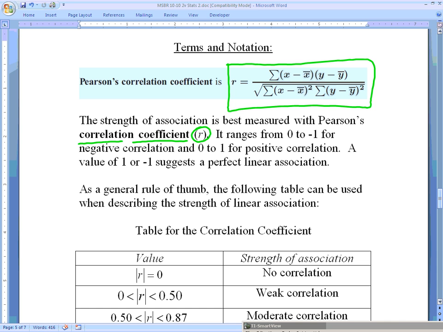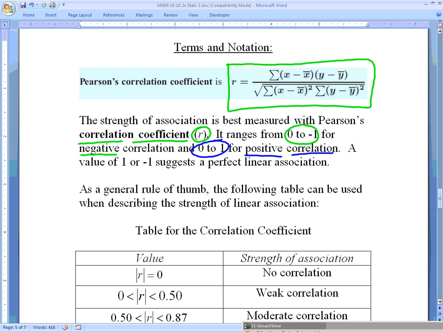So we could do this. We could make a big table, sort of like we did for standard deviation, but we're not going to. You do not need to do this by hand. If anyone is interested at some point, I'd be happy to sit down with you and show you how we could do one of these by hand. But as we read through here, it ranges from 0 to -1 for negative correlation, and then it goes from 0 to +1 for positive correlation.